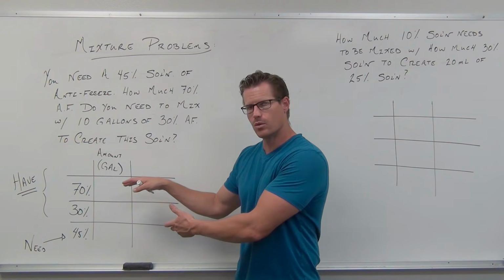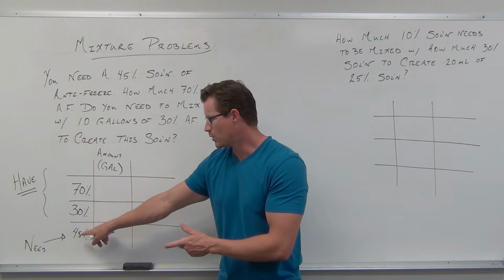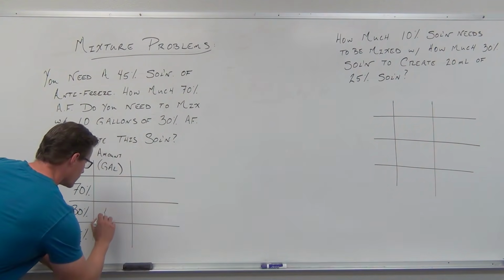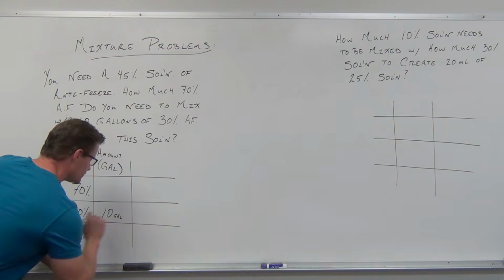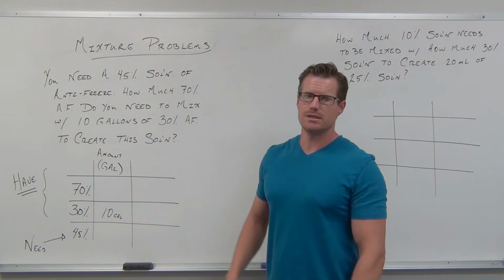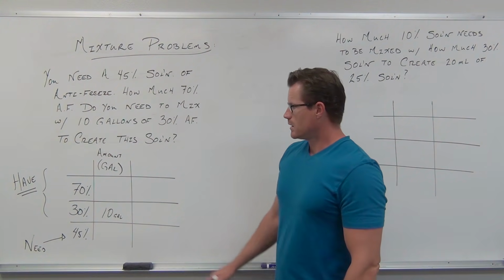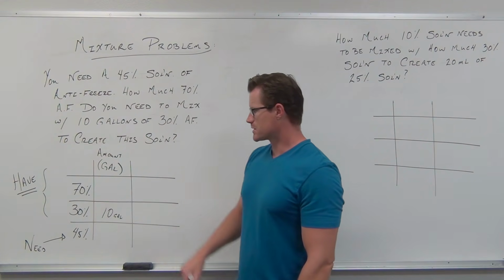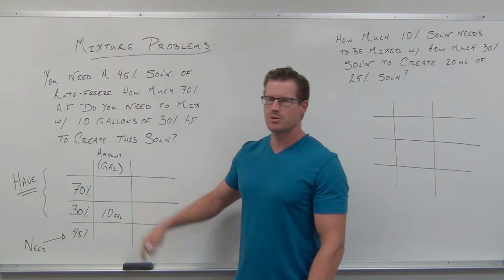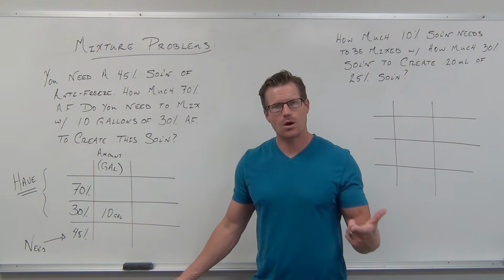We fill out what we know. We read the problem carefully. We fill out what we know. I know what we have, I know what we need, and I know that I have 10 gallons of this. Interestingly, that's all we need to know. The rest of it we can actually figure out. So, I know I've got 10 gallons of 30%. How many gallons of 70% do I need to mix with that? I don't know. Let's call it X.